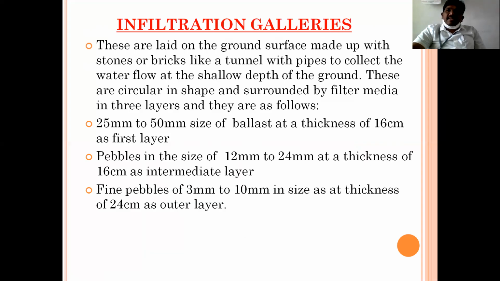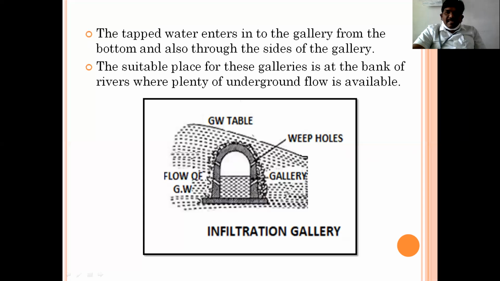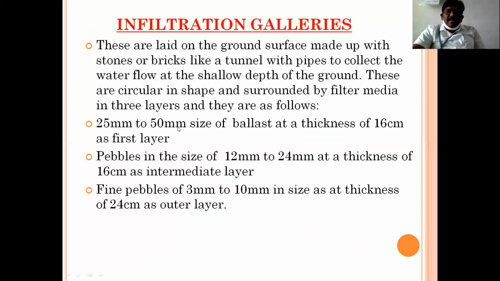Next, the wall is constructed with pebbles, small stones, with a size of 12 mm to 24 mm at a thickness of 16 centimeters as an intermediate layer. After this intermediate layer, the wall is constructed using fine pebbles of around 3 mm to 10 mm size at a thickness of 24 centimeters. Like this, the wall is constructed in three layers: outer layer, intermediate layer, and inner layer.